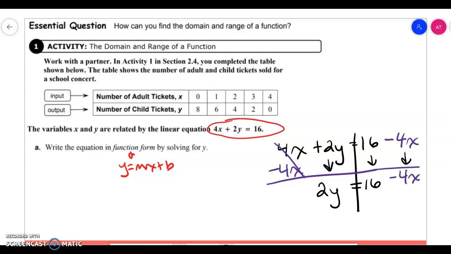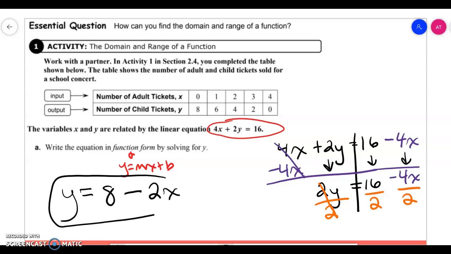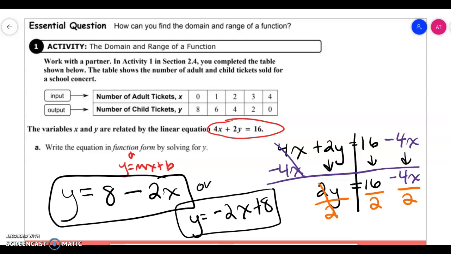Now the question is, is y by itself? Nope, not at all. We need to get it by itself by dividing everything by 2. The reason why is because the opposite of multiplication is division. So now my equation is y equals 16 divided by 2 is 8, and a negative divided by a positive is a negative. 4 divided by 2 is 2x. So I can leave it like this, or if I want to flip them around, you'd have negative 2x plus 8 for y equals mx plus b form. This is still in y equals mx plus b form, it's just flipped around. So let's move on to part B.